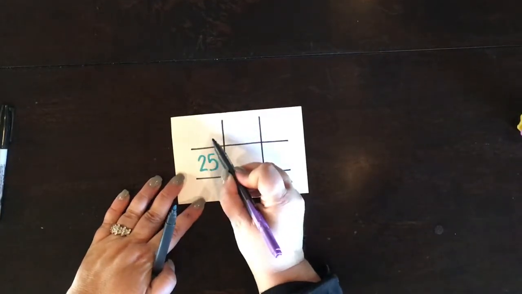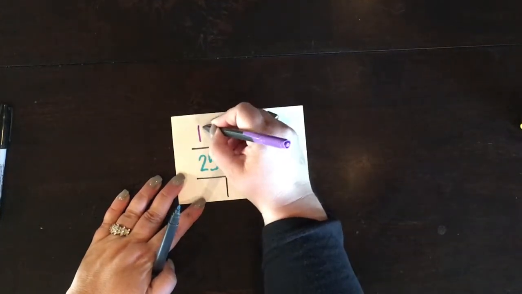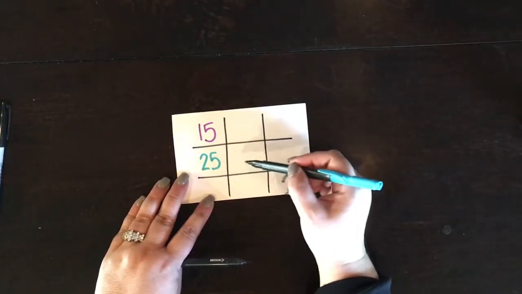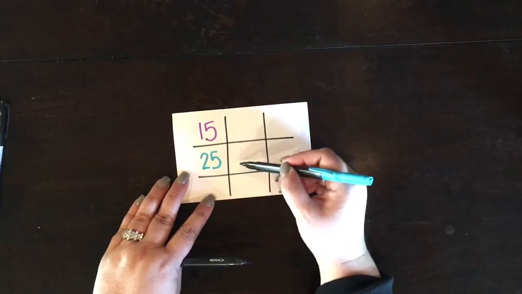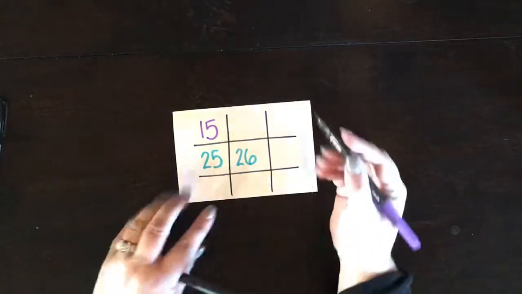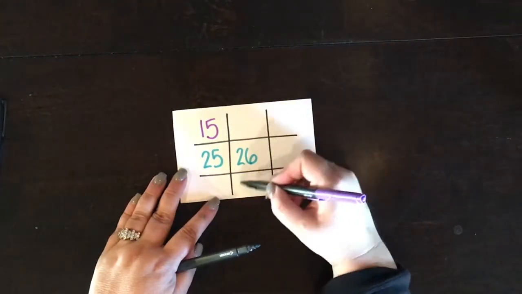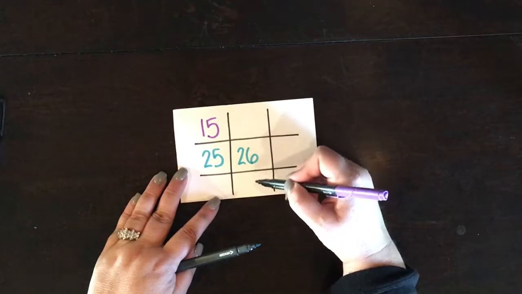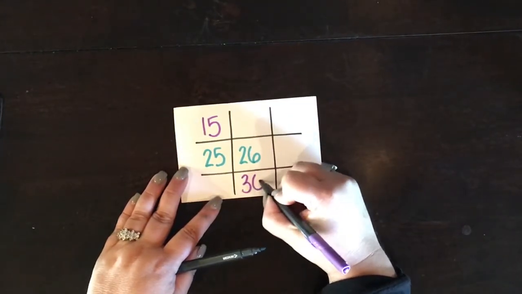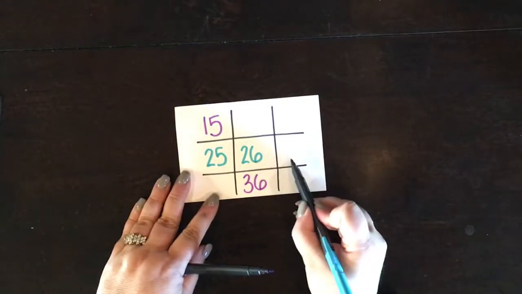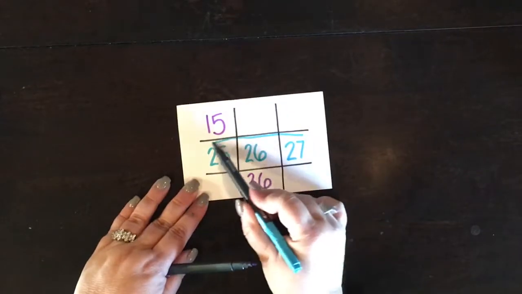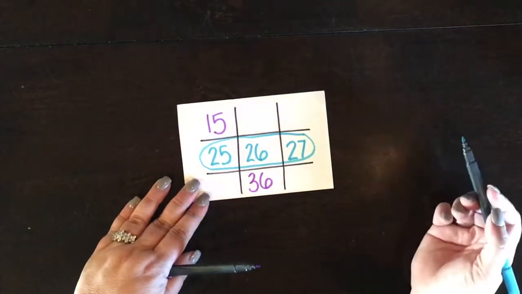What is 10 less than 25? That number is 15. The other person decides to go and they think, I want to go right next door. 1 more than 25 is 26. And the purple person wants to go and they decide, I'm going to go right down here. They think, 10 more than 26 is 36. 1 more than 26 is 27. And so since we got 3 colors in a row, we win tic-tac-toe.